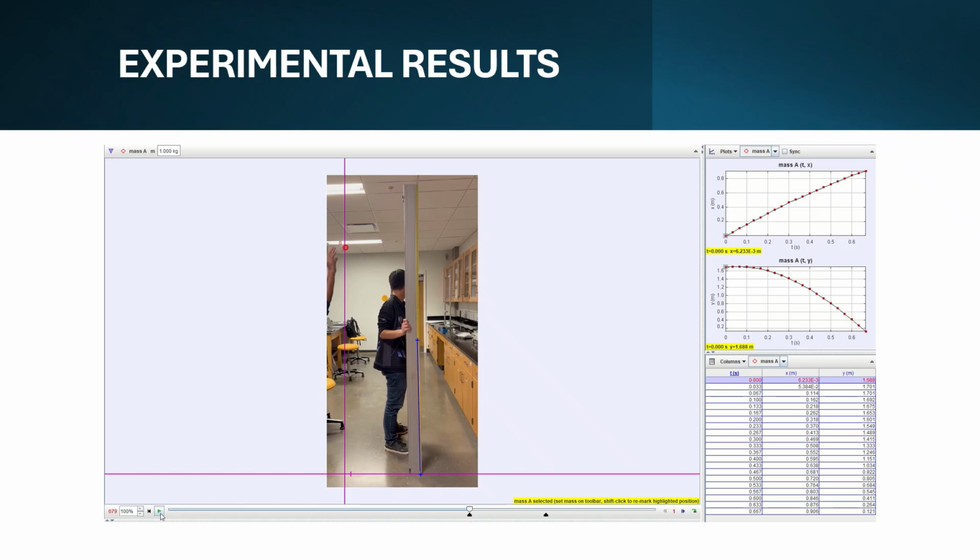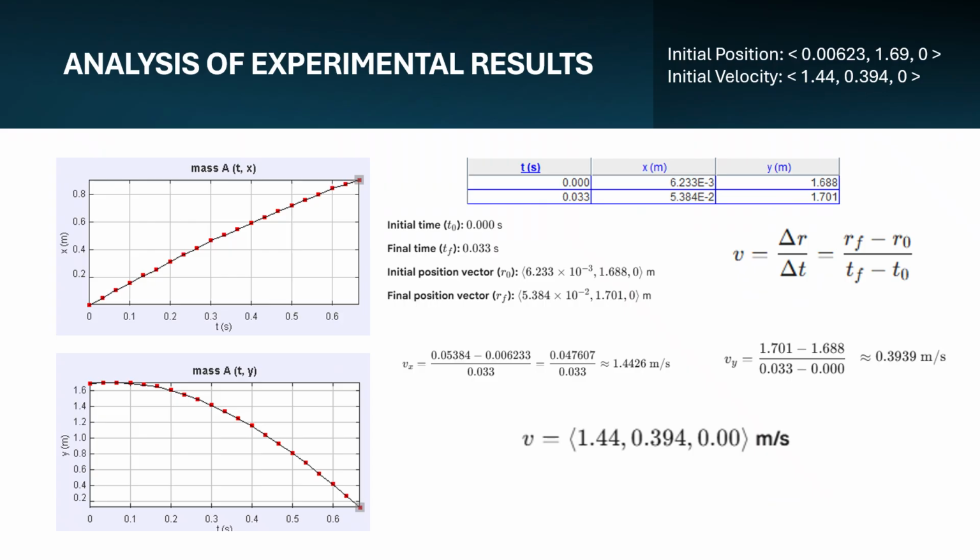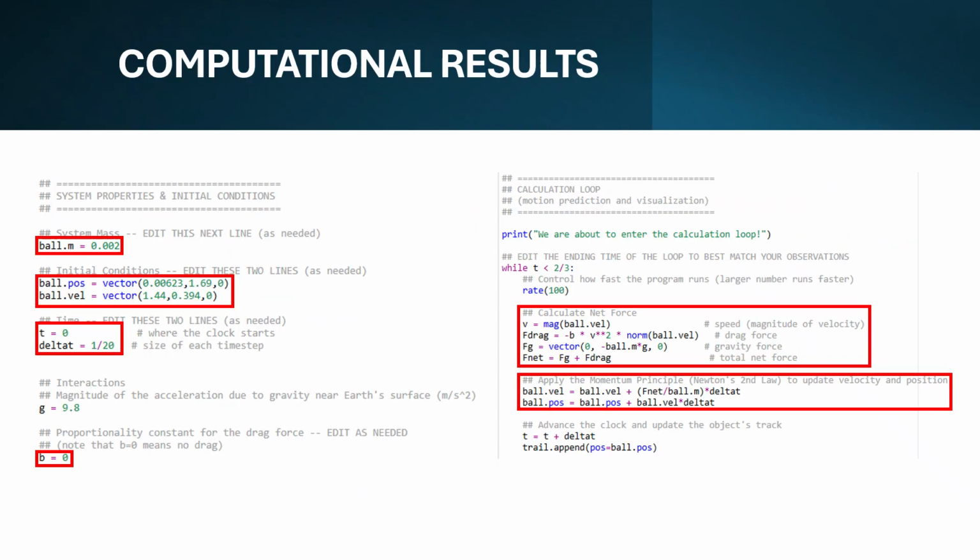Here are my experimental results. Here's a little analysis of the results. After looking at the first two data points, we compute that the initial position is 0.00623 in the x direction and 1.69 meters in the y direction. And we get the initial velocity of around 1.44 meters per second in the x direction and 0.394 meters per second in the y direction.